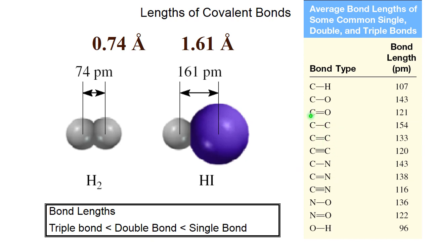The larger the radius of the element, the longer the corresponding bond. So for example, CO 121, NO 122, because nitrogen is big, same.